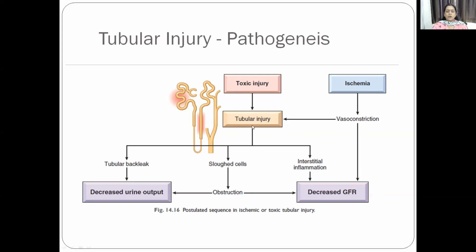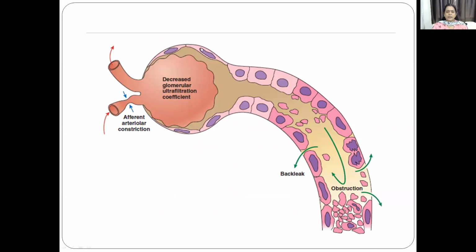You know that the proximal convoluted tubule, the loop of Henle, and the collecting duct are all important for maintenance of electrolyte balance, acid-base balance, and water reabsorption, right? So whenever there is a tubular injury, there is tubular back leak, so there is decreased urine output, that is oliguria. The sloughed cells will cause obstruction, so all this contributes to the tubular injury and the pathogenesis. The same thing is depicted in the mirror.